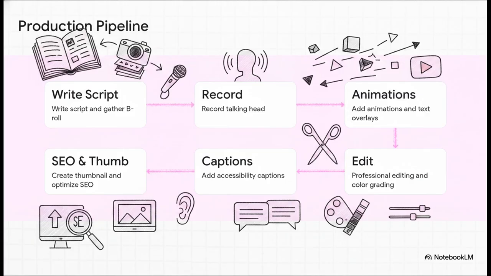Step 1, you draft the script and gather your visuals. Step 2, record the talking head audio and video. Step 3, inject animations to really reinforce that learning. Step 4, professional editing. Step 5, adding accessibility captions so everyone can follow along. And finally, Step 6, creating a compelling thumbnail and optimizing it for SEO.